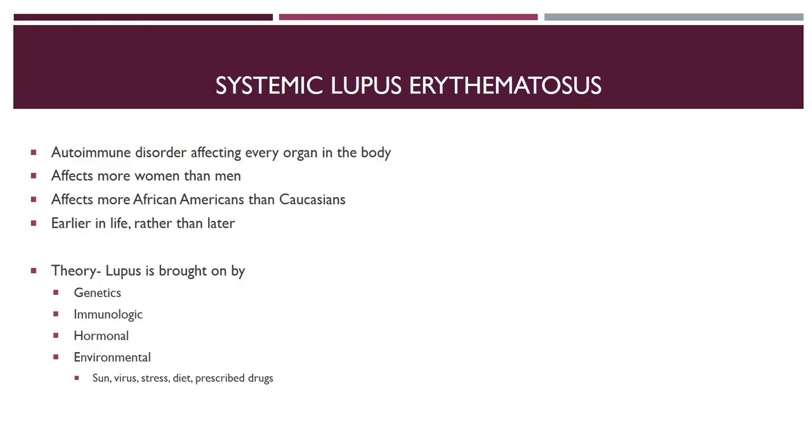Systemic lupus erythematosus. It's an autoimmune disorder affecting every organ in the body. It affects more women than men, affects more African Americans than Caucasians. It's usually found earlier in life rather than later.